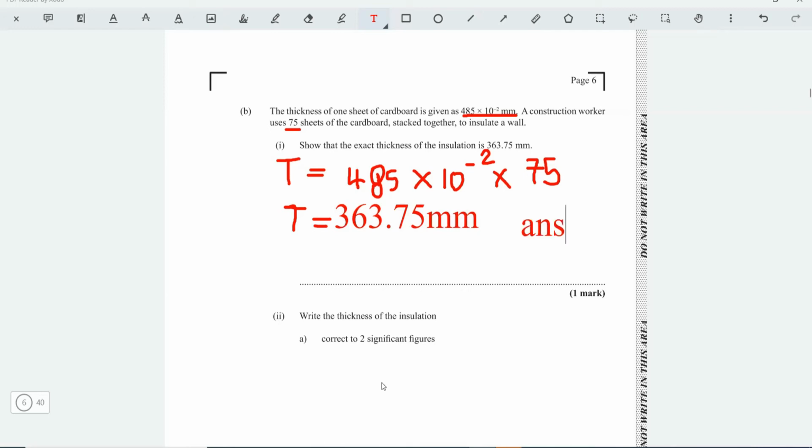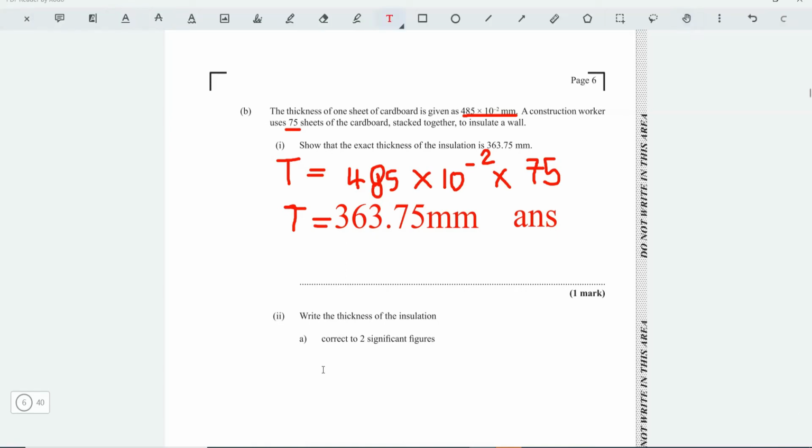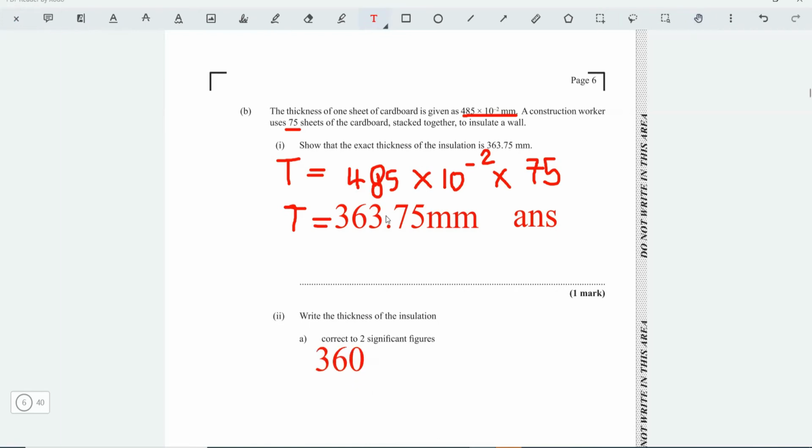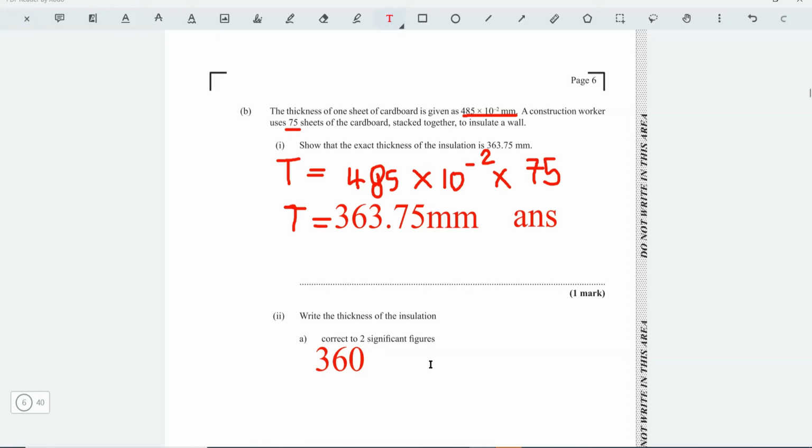Now it says write the thickness of the insulation correct to 2 significant figures. If you're rounding that off, the thickness would be 360. That is because this number right here, 3, is less than 6. Since this number is less than 6, that's what it would be to two significant figures. That wasn't too bad. Nice.